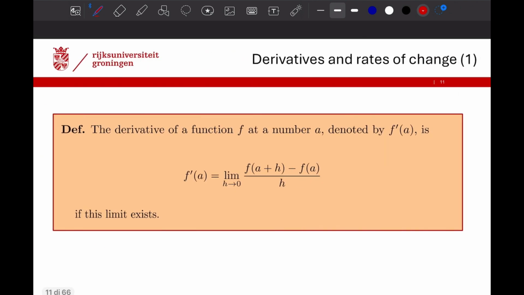Okay, now we have talked about tangent lines, secant lines, the idea behind how to find the slope of the tangent line. Turns out again that this slope of the tangent line at a point is so important that we have given it a name, and that is derivative. So we now introduce for the first time the term derivative. The derivative of a function f at a number a, denoted by f prime of a.